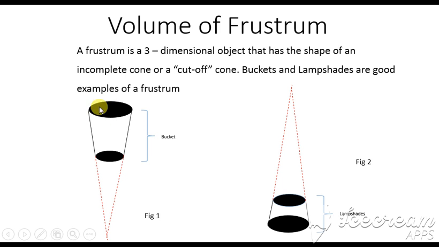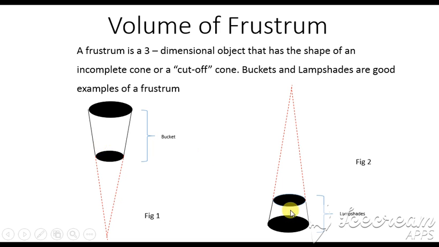It has a circular shape at the top and at the bottom, with the top circle being larger than the bottom circle. Now you notice that if this slant height that forms the side of the bucket is extended, at the end of the day it's going to form a cone. So the assumption is that a bucket is a shape that has been cut out from a complete cone.